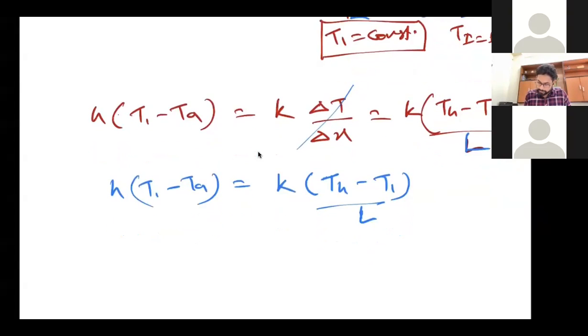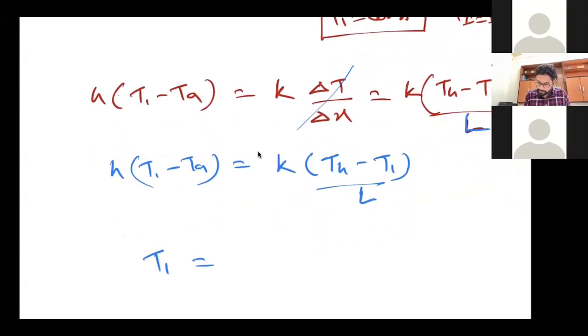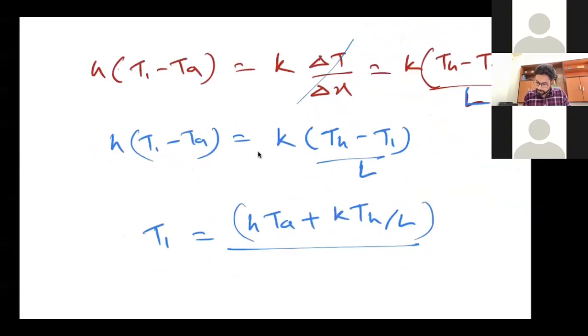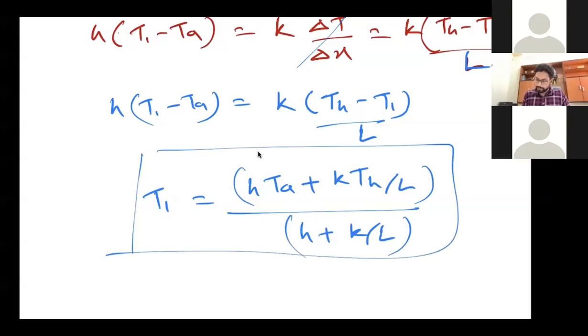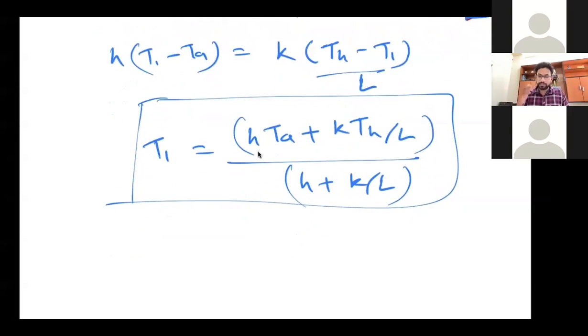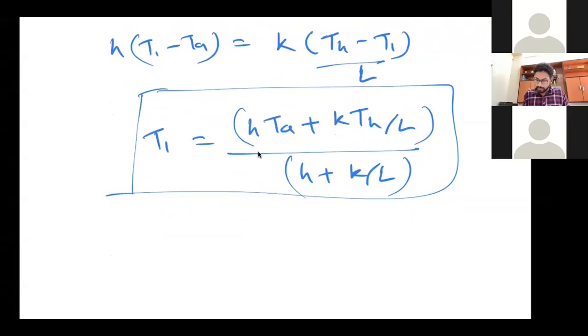Okay, and this gives us the temperature T1 as (h Ta plus k TH by L) divided by (h plus k by L). Okay, so this is what T1 will become after a long time, and it will be a constant number. That's why we are calling it the asymptotic value, which after a long time becomes constant. Okay, and we now know the values of all other parameters.